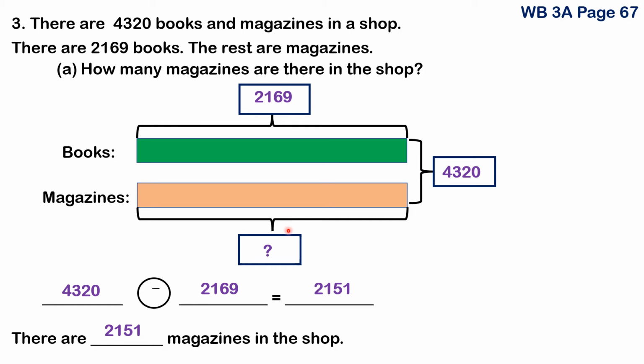So what we need to do is subtract the total number of books and magazines, which is 4,320, with the number of books, which is 2,169, to get 2,151. So there are 2,151 magazines in the shop.